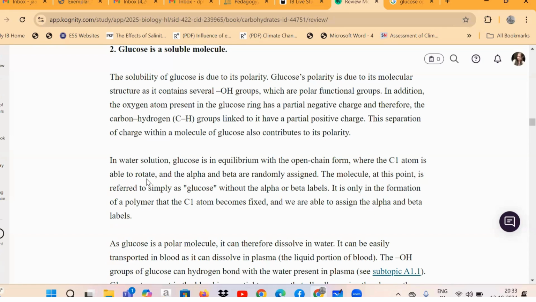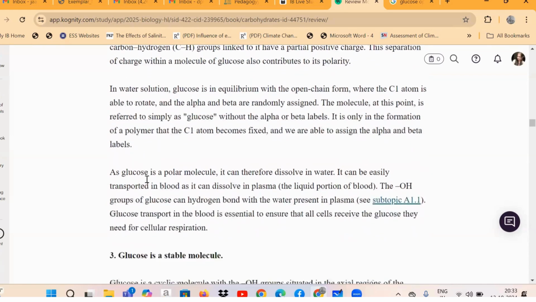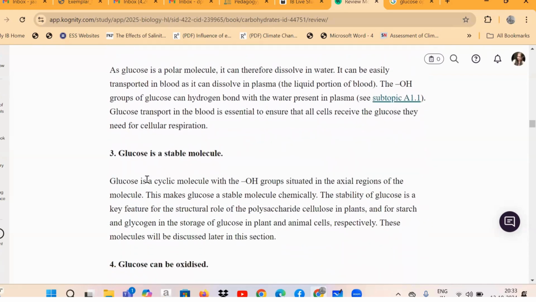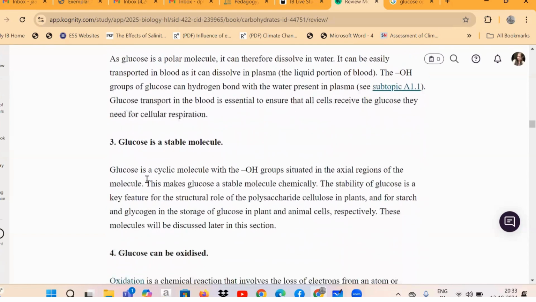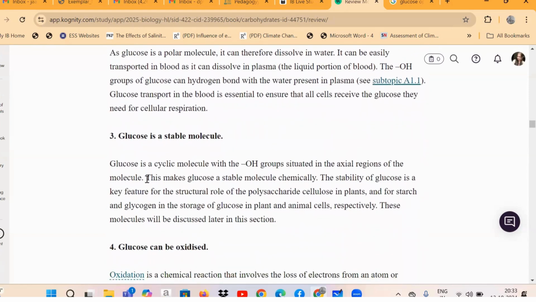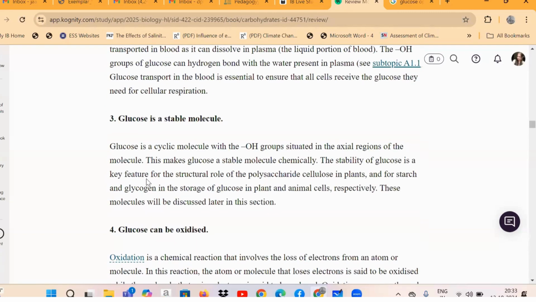For example, when we eat it and our body digests it, it is transported in the blood. It can dissolve in plasma. The hydroxyl groups of glucose can form hydrogen bonds with water in the plasma, enabling them to get transported. So glucose is needed for respiration, cellular respiration, aerobic respiration. So that is the second property.